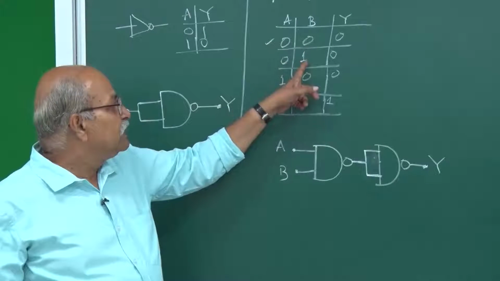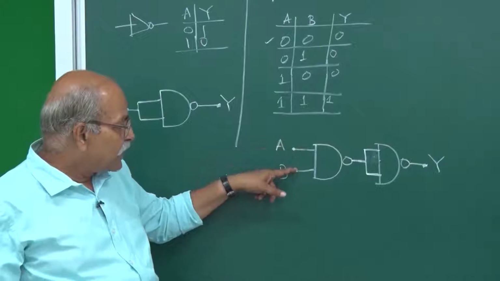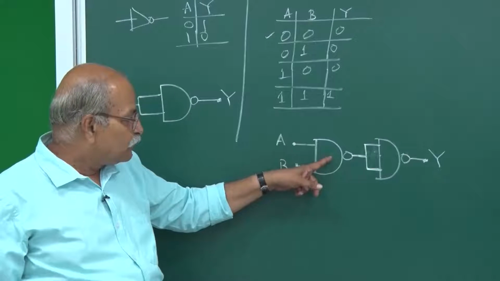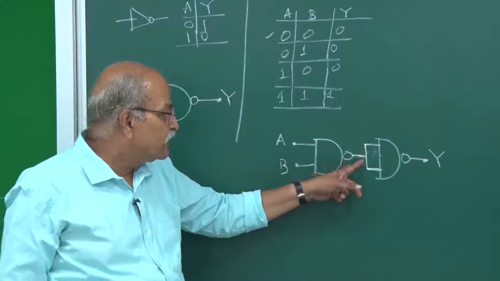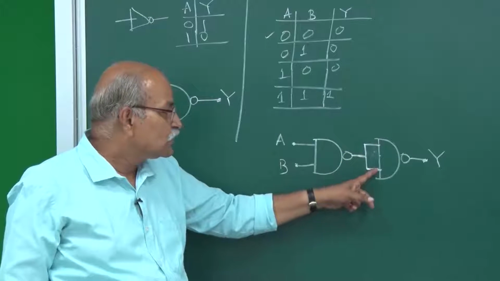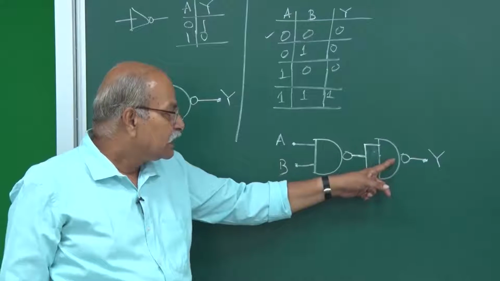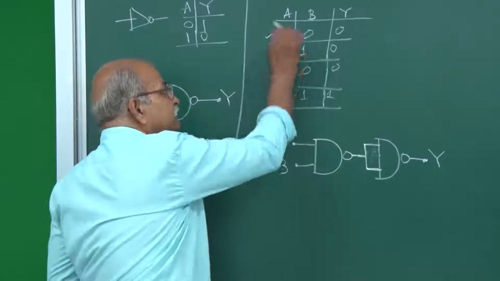A is 0, B is 1. So A is 0 and B is 1. 0 and 1, AND gate will give me 0. And therefore NOT of that will be 1. And so here it goes 1, here it goes 1. And 1 and 1, AND will give me 1, and NOT of that will give me 0. So this is 0, that's fine.